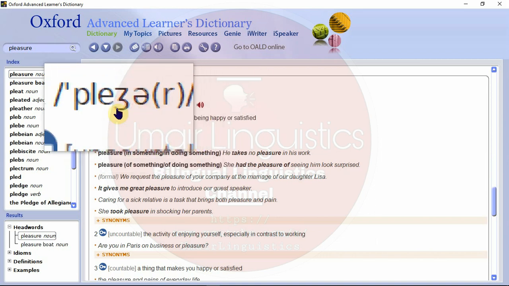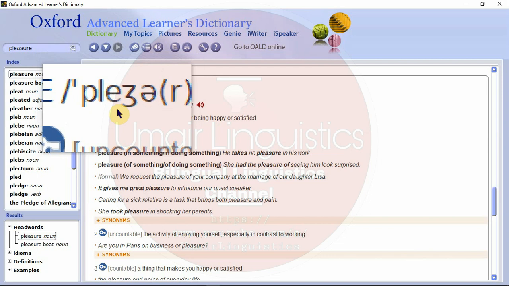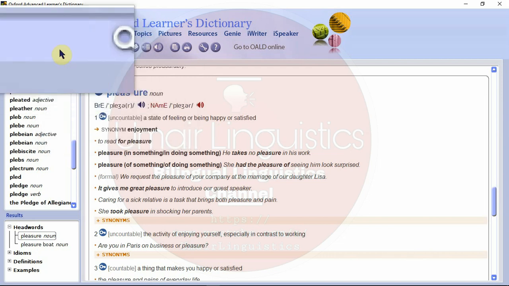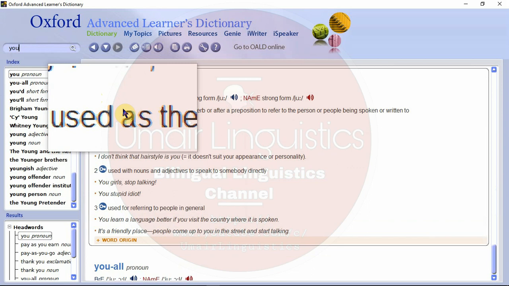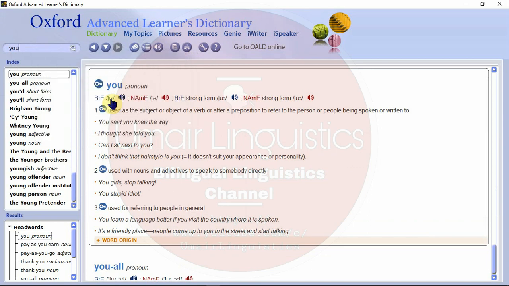In this dictionary, whenever you look up a word, you will find its transcription as well. So you can say 'pleasure'. It comes in the middle. And if I show you 'you', you can see it at the beginning of the word. And that sound in 'pleasure' usually comes in the middle of a word.